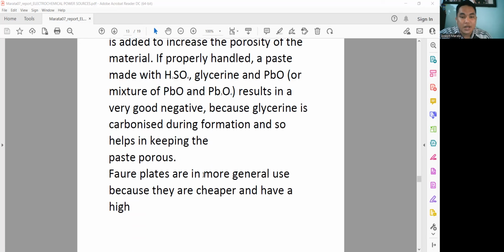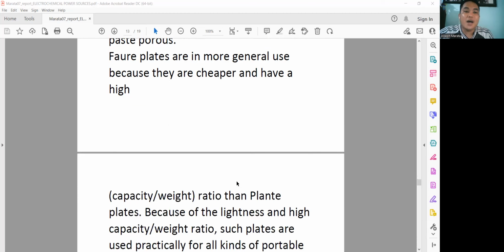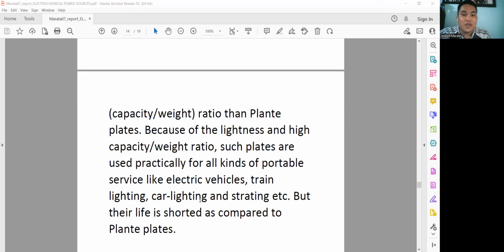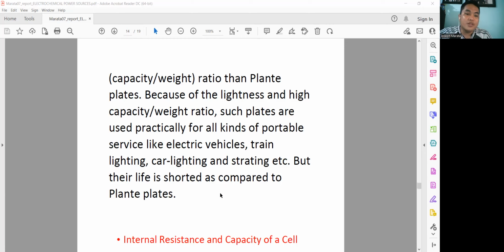Pasted plates are in more general use because they are cheaper and have a higher capacity weight ratio than Plante plates. Because of the lightness and high capacity weight ratio, such plates are used practically for all kinds of portable service like electric vehicles, lighting, car lighting, and many more. But their life is shortened as compared to Plante plates.